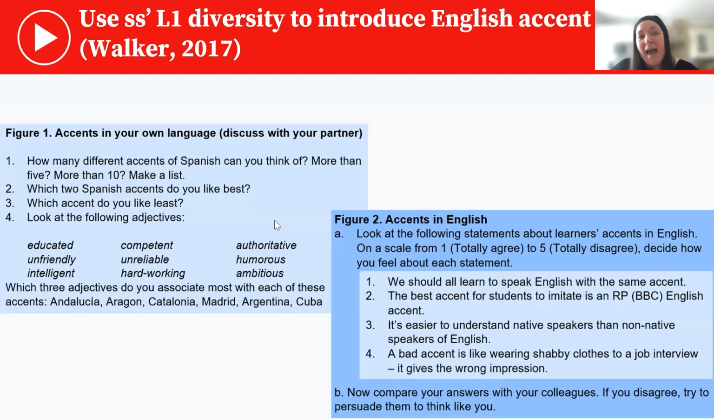So encouraging active debate, discussion about accent variety in general before bringing it into a more specific discussion about English accent variety. And sometimes that's enough to get students to open up to the real possibility that accent diversity is something that exists everywhere, and it's not just an English thing.